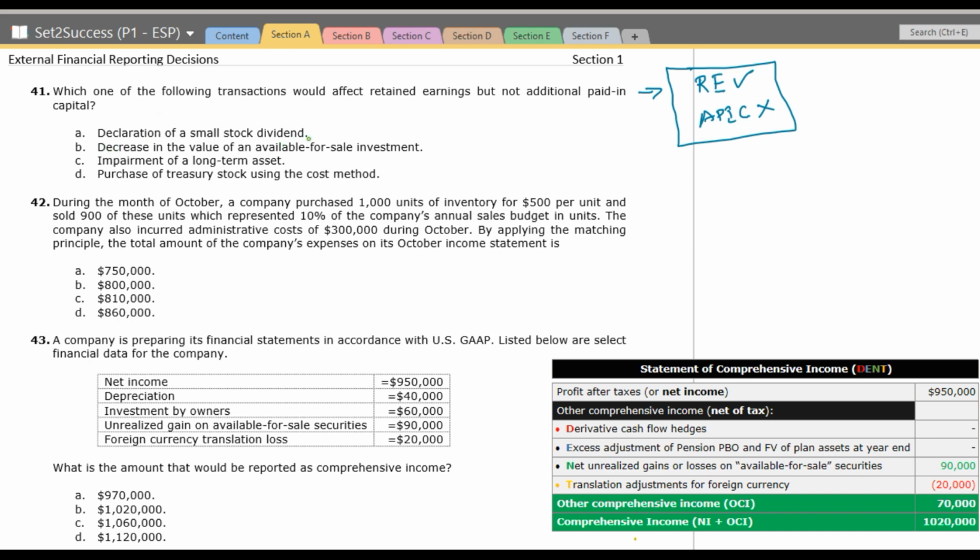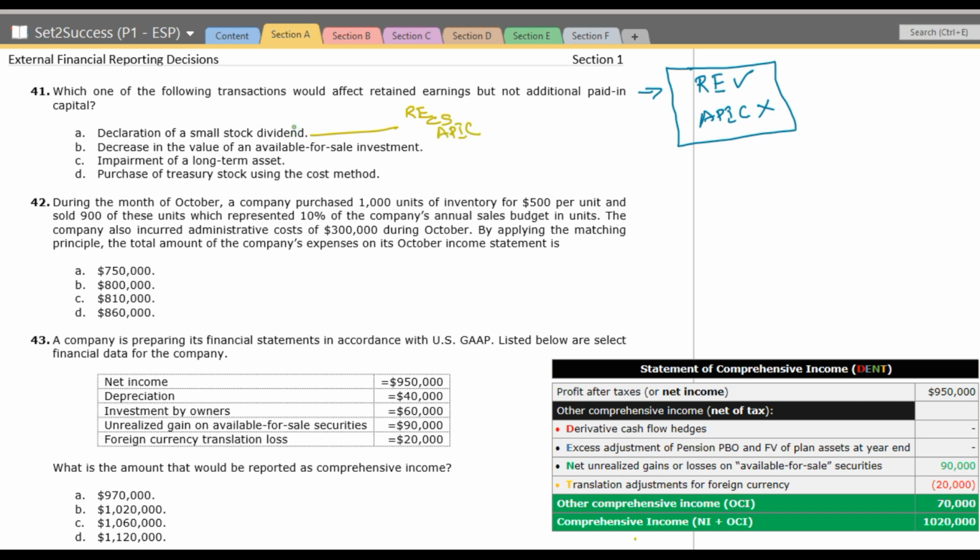Declaration of a stock dividend. So when you declare the small stock dividend, what entry are you going to pass? The entry that you are going to pass: you are going to debit the retained earnings account, and you are going to credit the common stock and APIC.